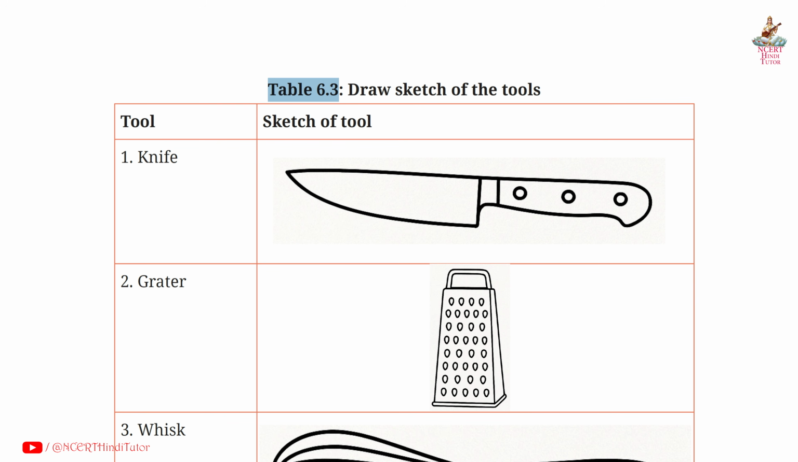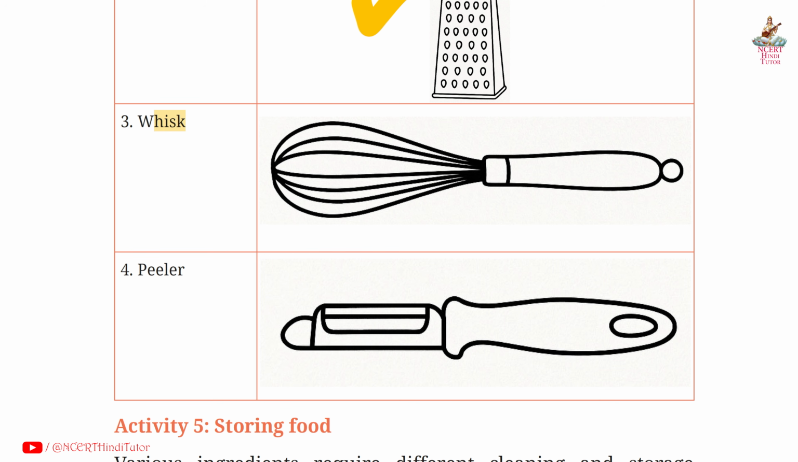Table 6.3 Draw sketch of the tools. First, knife. So friends, this is the sketch. Second, grater. This is the sketch. Third, whisk. This is the sketch. And fourth, peeler. This is the sketch. You can draw them by pausing the video.